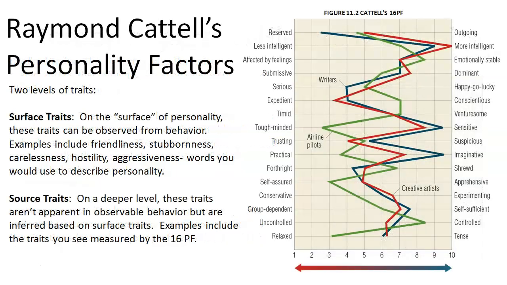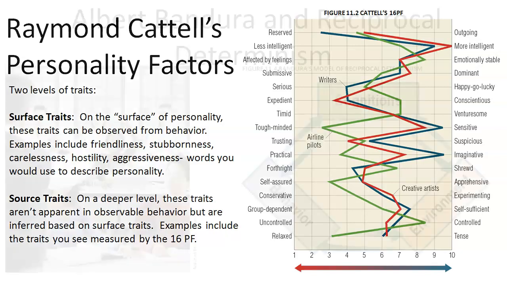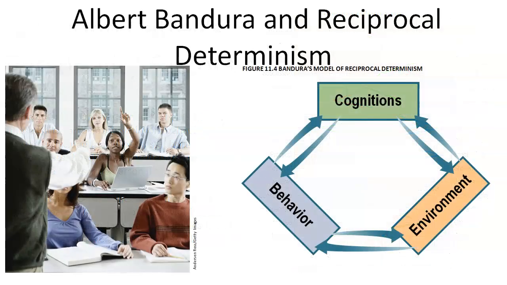And then for Cattell, what you will need to know, and it's kind of hard and it's kind of written very small up here, but he believed that there were 16. So he had the 16 personality factor, or the 16 PF, for his idea of the different factors that made up personality. Then there's this idea of reciprocal determinism.